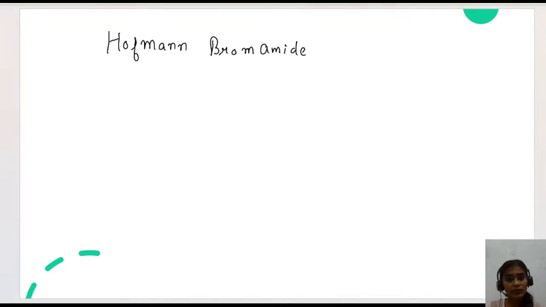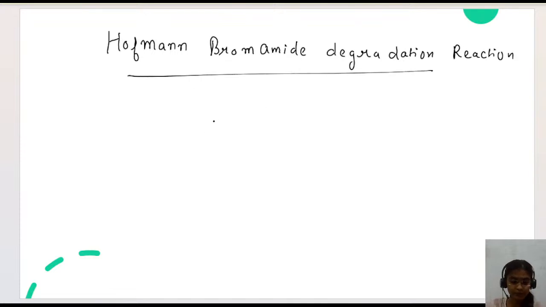then the Lossen rearrangement, and then the Curtius. So this part we already covered, if you remember. Like the Hofmann bromamide degradation, we are going to discuss why the name of the reaction is degradation, meaning something is going to degrade, right? So this is the first topic of the class.